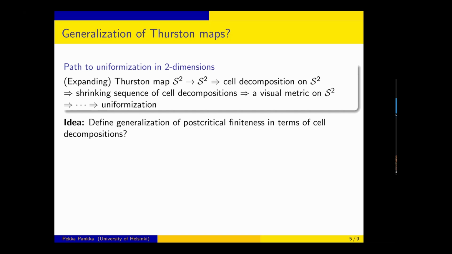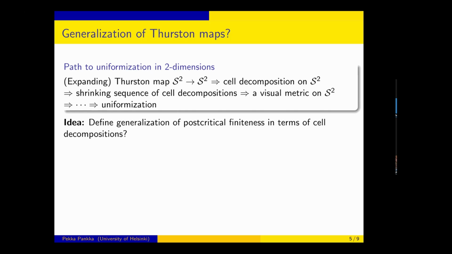I haven't defined expanding yet. I will do that later. But you take this Thurston map, and you can think that you have a 2-sphere. And you have your post-critical set on your 2-sphere. It's a finite set. And then you, for example, put a Jordan curve going through all the points in the post-critical set. And then the Jordan curve decomposes the 2-sphere into 2 cells.